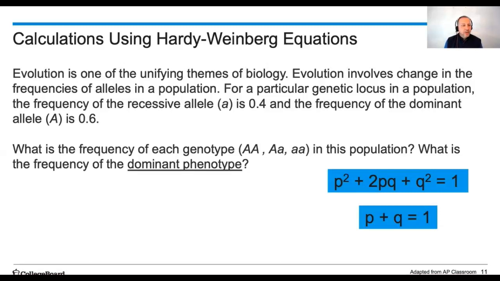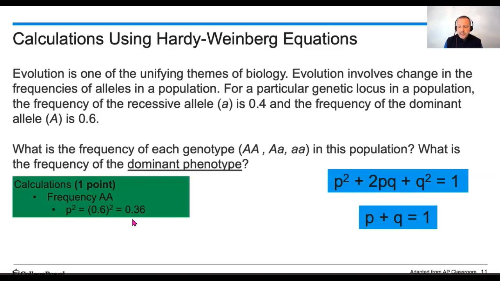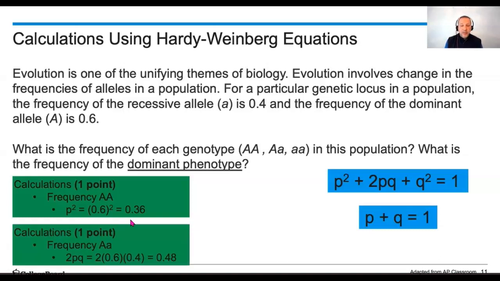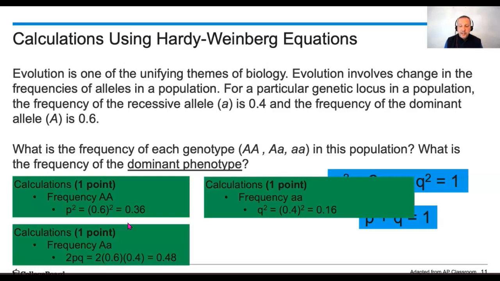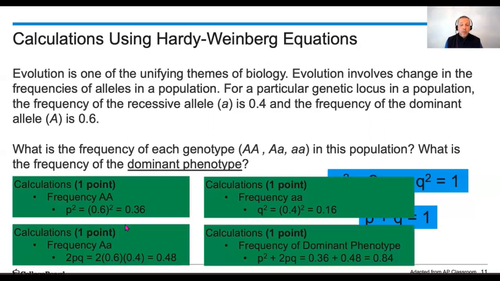Welcome back. For this question, you were looking at what is the frequency of each genotype in this population and what is the frequency of the dominant phenotype. The frequency of the homozygous dominant genotype is 0.36. The frequency of the heterozygous is 0.48. And the frequency of the homozygous recessive is 0.16. Now, what is the frequency of the dominant phenotype? Well, that is going to be equal to both p squared and 2pq because both of them are going to exhibit the dominant phenotype. And the answer there would have been 0.84.